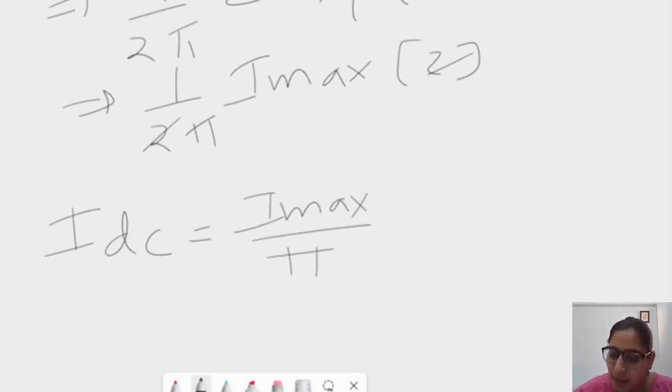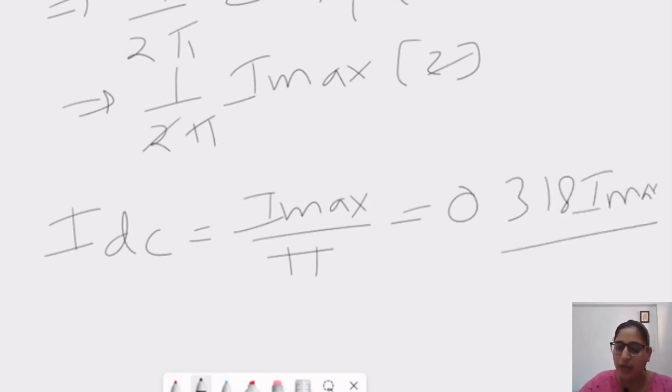If we put the value of pi here, what will we get? We will get 0.318 I max. So this is the value of IDC, which is our DC output current. Clear? I max upon pi, which is nothing but 0.318 I max. We have to put the value of pi here.